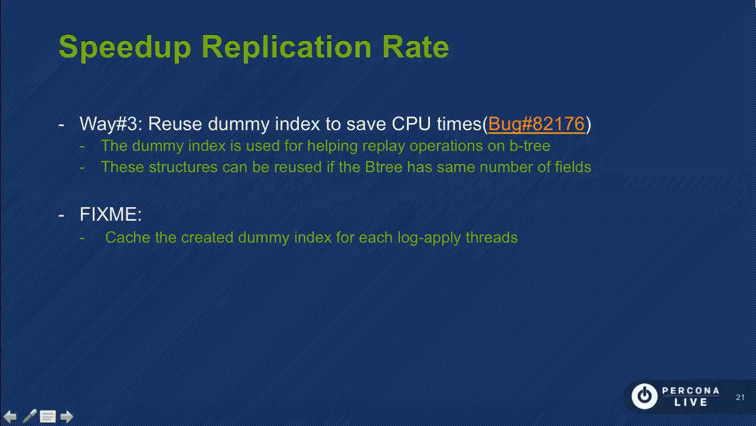And so in order to fix this problem, we create a cache for each log apply thread, and the dummy index will be cached locally after it's been created and then be reused. This really saved a lot of CPU time, and we can see great improvement while testing this.